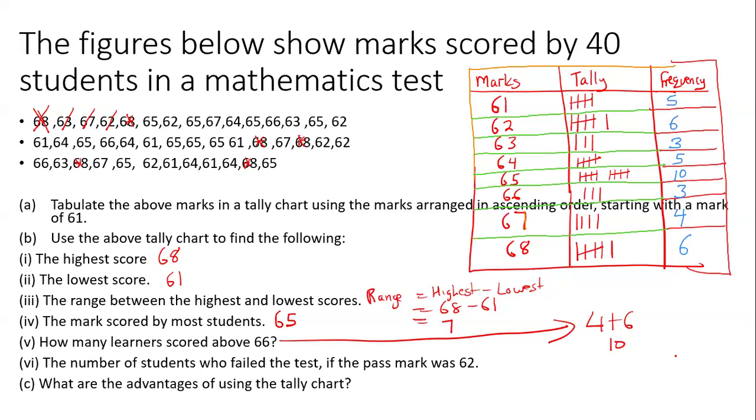Now, number 6, the number of students who failed the test if the pass mark was 62. Yes, Mel. Mel is failing to unmute. Teacher, there are only 5 students. What have you based on to say so? They said that pass mark is 62. So people who failed are the ones who got below 62, and it's only 61, so there are 5 students. Very good. Okay, thank you.